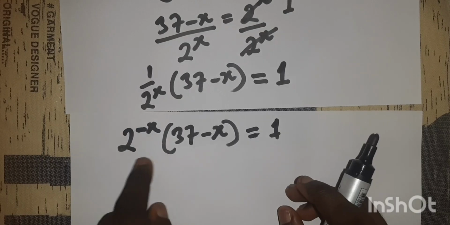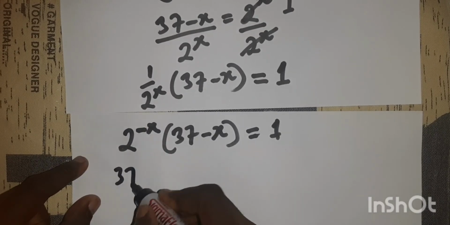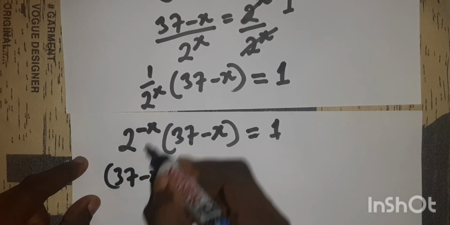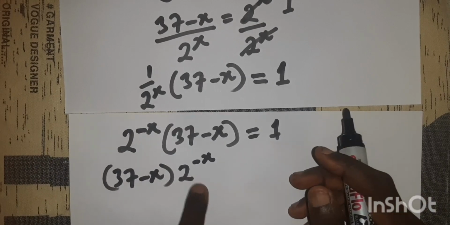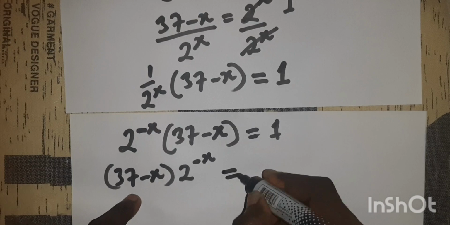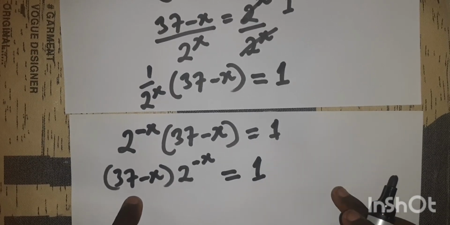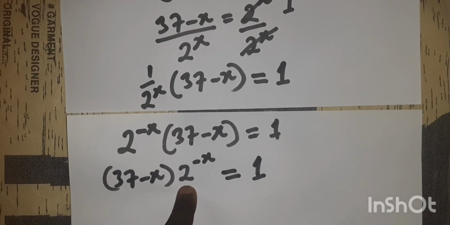I can swap them since they are commutative. So I can write the 37 minus x first, then times the 2 raised to the power minus x second. Doesn't change anything. If you multiply both of them, you get the same thing. This is commutative property equals 1. And from this equation, I can rewrite my 2 raised to the power minus x in terms of e.